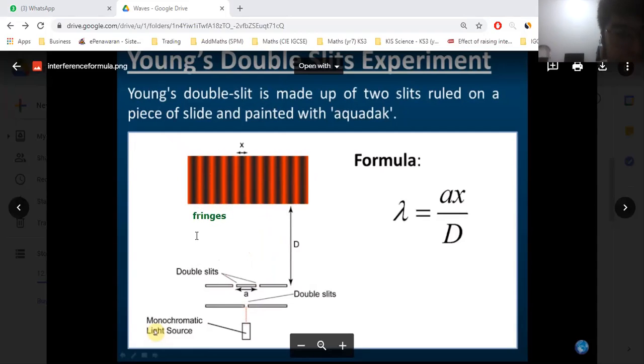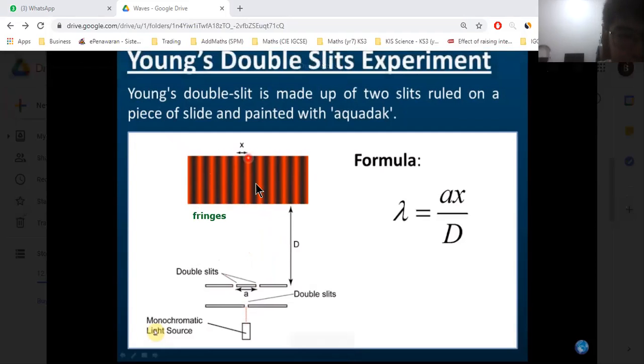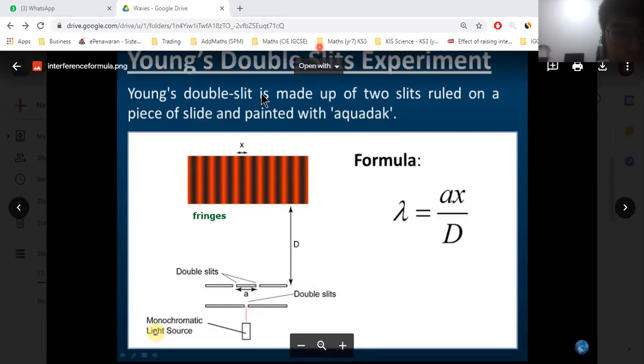fringes, like bright and dark fringes. Okay, now the red one is the bright fringe. The dark one is the dark fringe. Okay, bright and dark fringes. So why do you see this? Same thing as the interference of the sound wave just now, right? You see the interference of the sound wave.